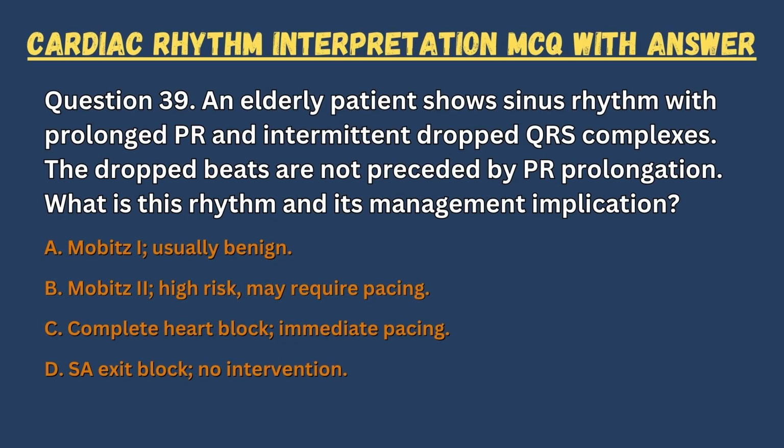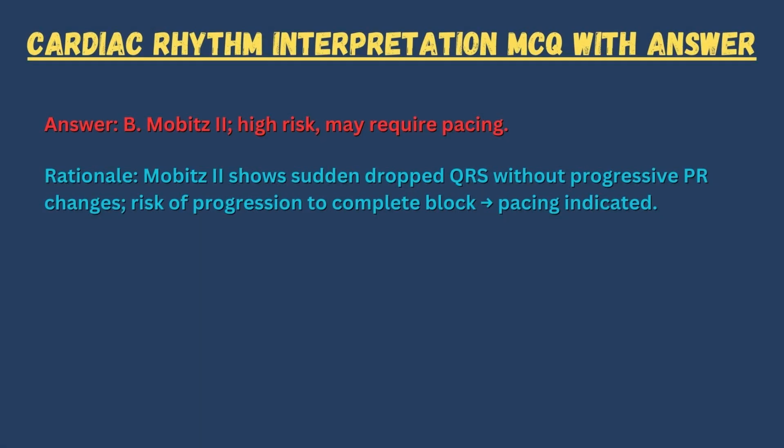A. Mobitz I, usually benign. B. Mobitz 2, high risk, may require pacing. C. Complete heart block, immediate pacing. D. SA exit block, no intervention. Answer: B. Mobitz 2, high risk, may require pacing. Rationale: Mobitz 2 shows sudden dropped QRS without progressive PR changes. Risk of progression to complete block, pacing indicated.